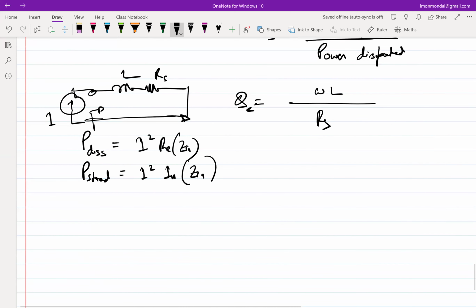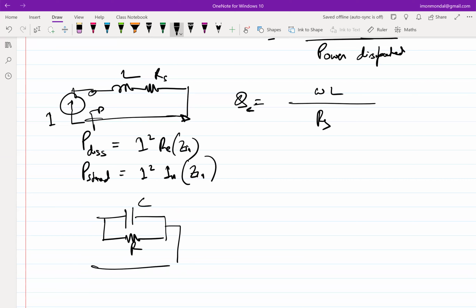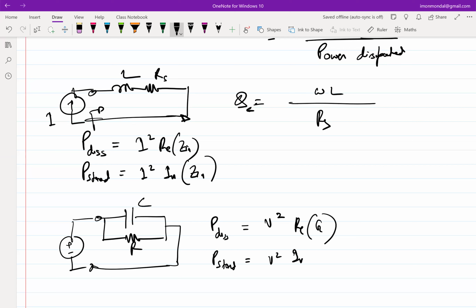So similarly, if I have this scenario, a capacitor and a resistor in parallel, to make my life simpler, I will just put a voltage source, because it's easy to deal with. So in this case, your power dissipated is V squared times the effective real conductance, right? Real G, and power stored is V squared times imaginary Y.